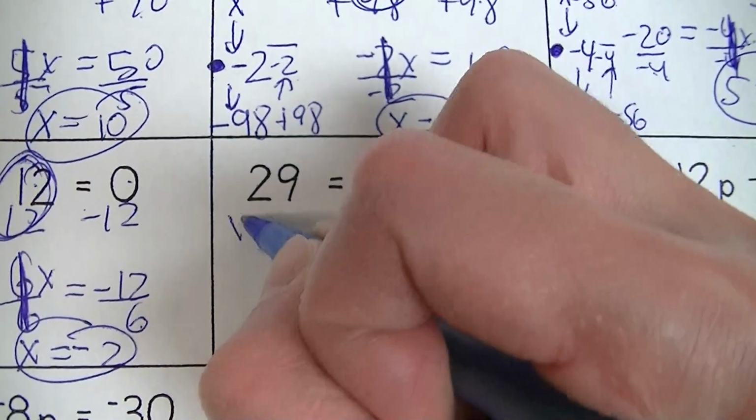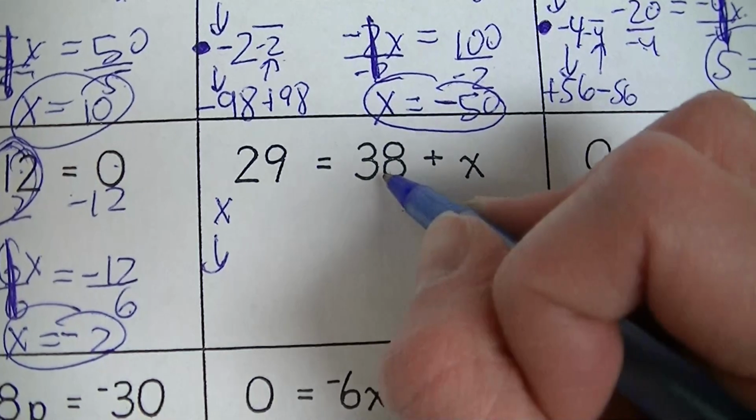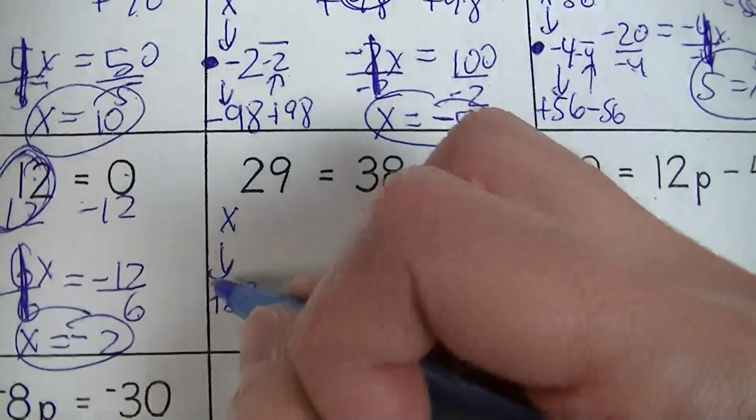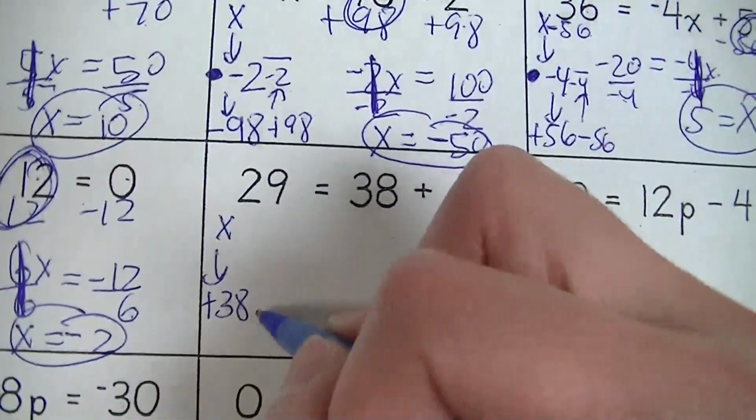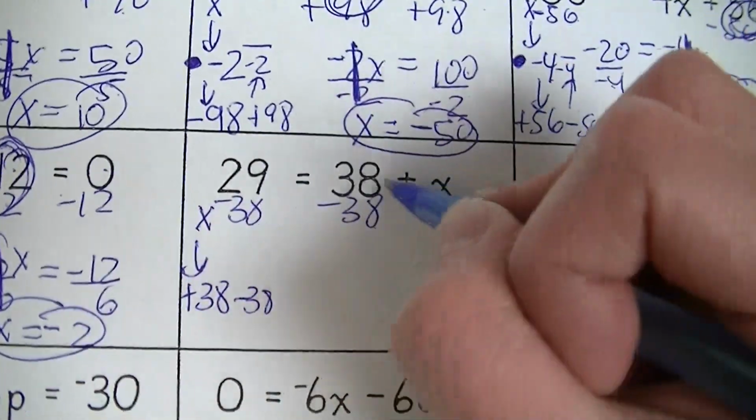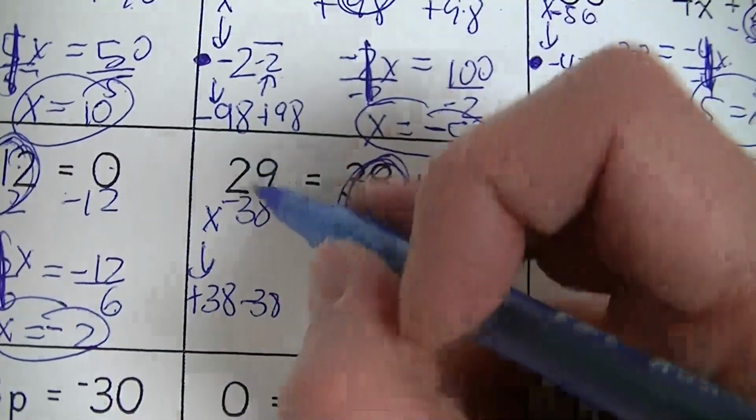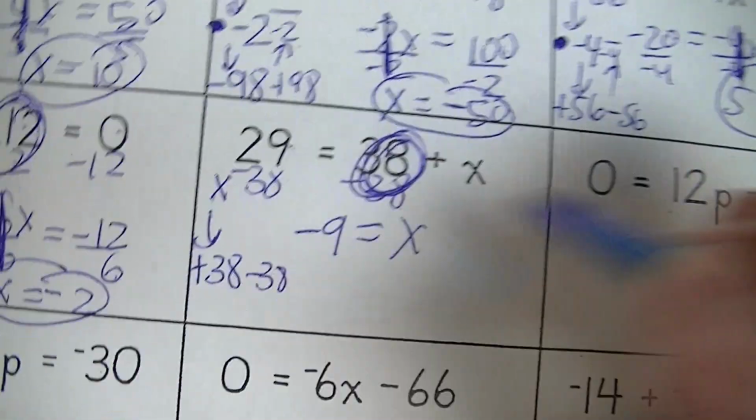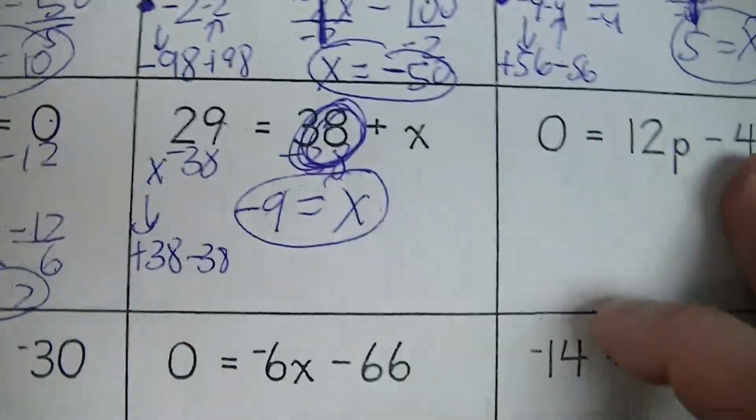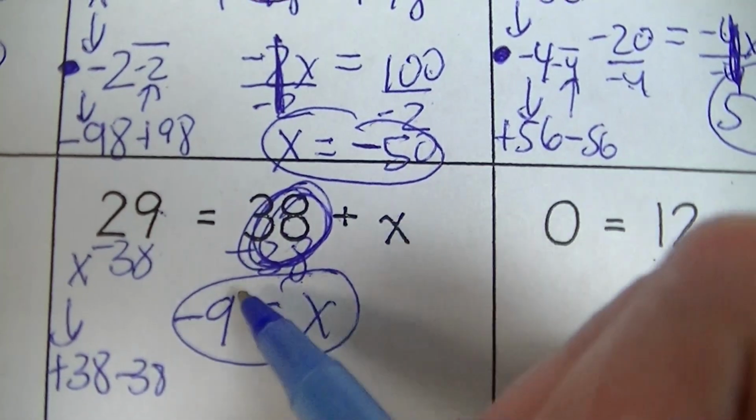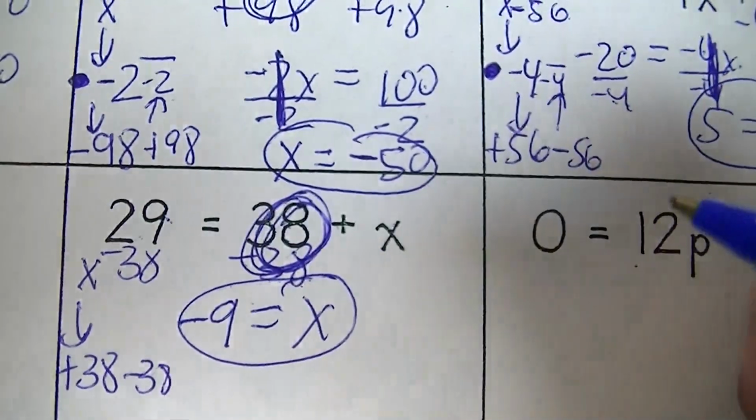Build it. We start with x, then they just added 38. So opposite, or inverse operation, of plus 38 is to subtract 38. Do that to both sides of that equation. 38 take away 38 is 0. 29 take away 38 is negative 9. Bring everything else down. That's the answer. x equals negative 9. So when you substitute this in, 38 plus a negative 9 does equal 29.